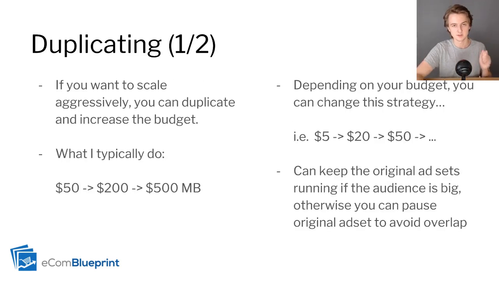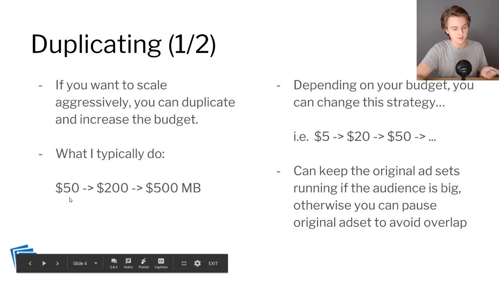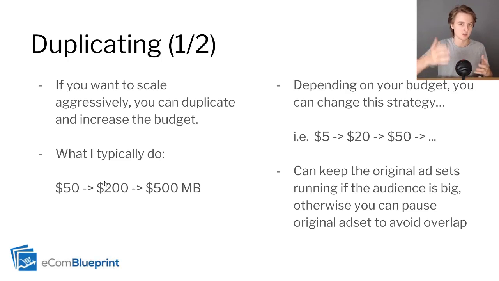Now, the other way is duplication. Duplication is when you want to scale more aggressively. And so, if you're running an ad at like $5 a day, and then you want to quickly increase the budget to $20 a day or $50 a day, that's when you duplicate. And so what I'll typically do is I'll start at $50 and then I'll duplicate right away to $200 if it's profitable, based on, I need to get at least 10 results, like I said before. And usually I'll wait for more than 10 results. So, I'll make sure that it's a good audience and then I'll duplicate it.